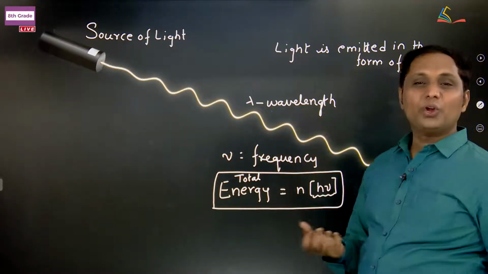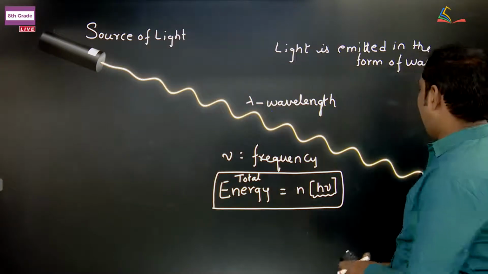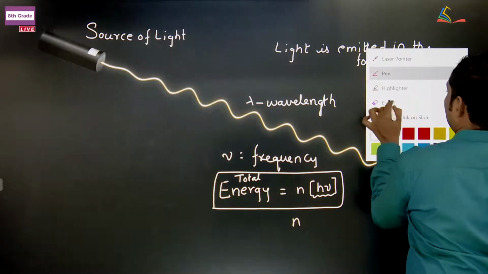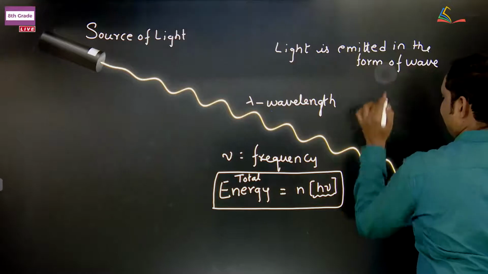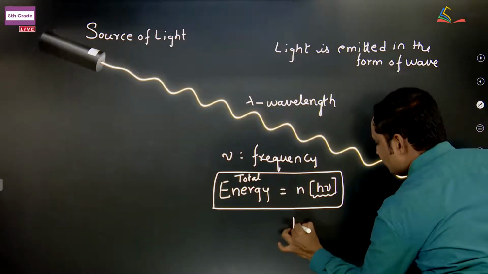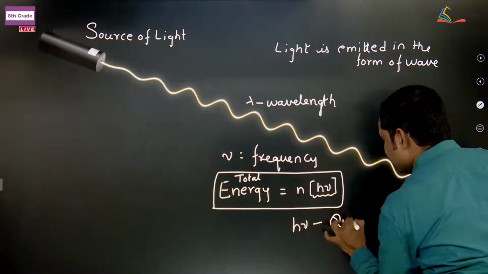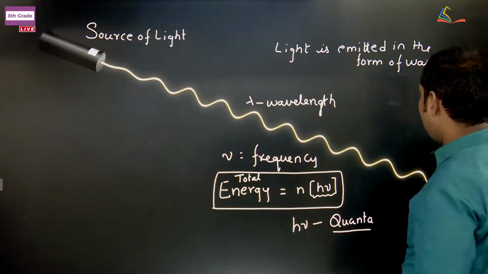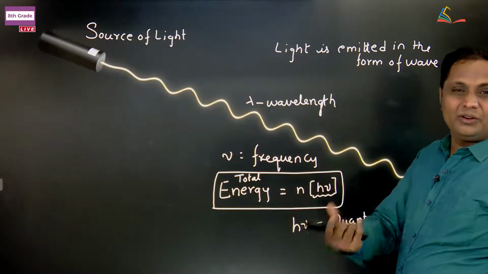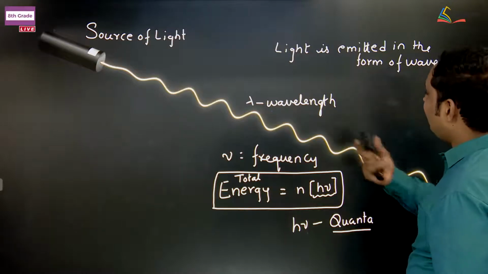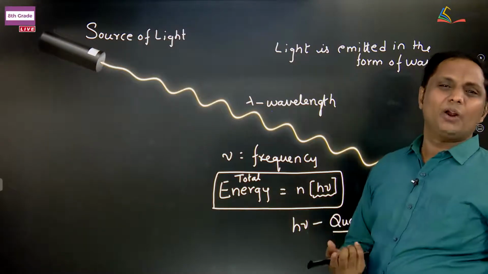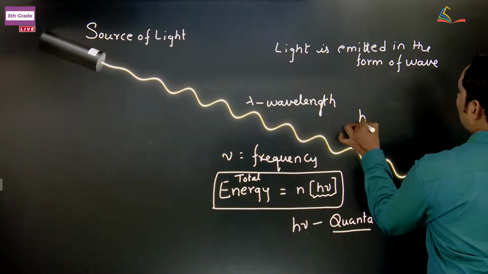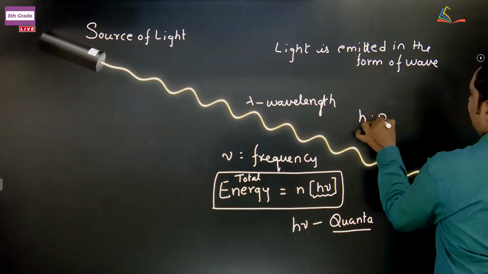So n number of photons are there. Now you are going to take n into this. So h nu is that quanta of energy. It's known as quanta, one fundamental unit to represent the energy. Let us assume n number of photons are there; they are going to be written as h nu. What is h? You have to know that h is the Planck's constant.